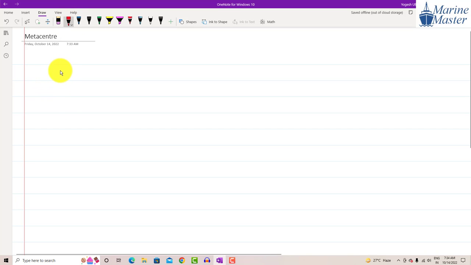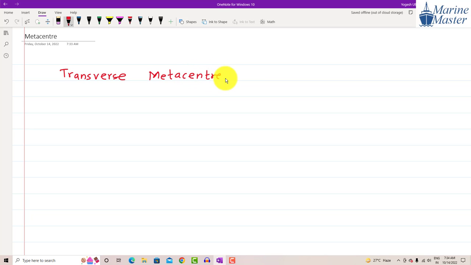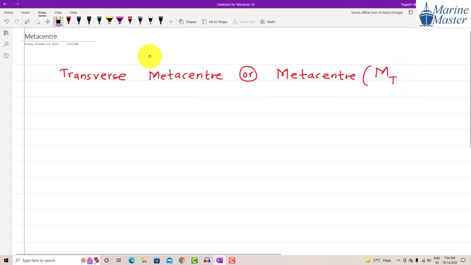Now everyone give the heading: Transverse Metacenter, or simply Metacenter. How do we denote the transverse metacenter? We denote it by M suffix T, or simply M.